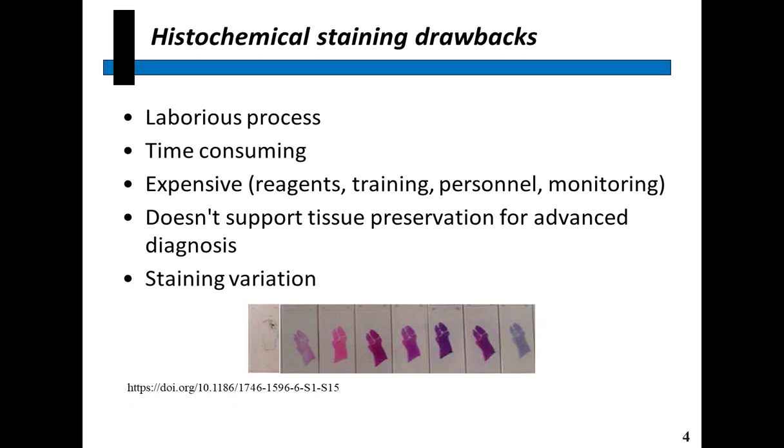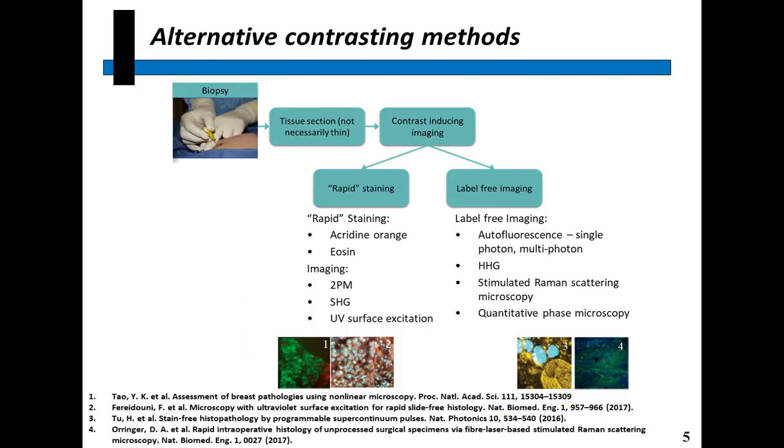The other thing, it doesn't support tissue preservation for advanced diagnosis. And as you can see here, this process is prone to staining variation. So basically, different technicians in the same lab and between labs might provide different staining results, which makes it harder for a diagnosis for different pathologists. And today, there is a growing number of machine learning algorithms that use those scanned tissue sample images as inputs.